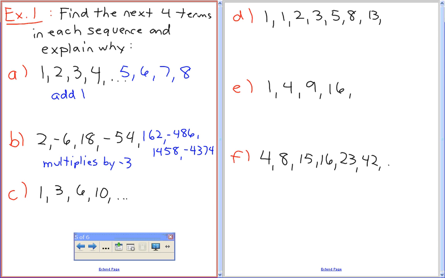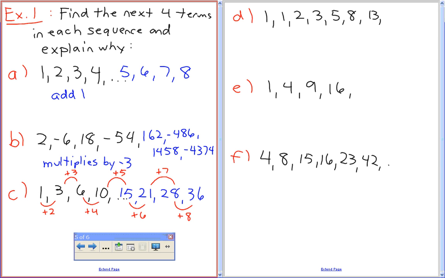Joe, go ahead. So the next ones will be 15, 21, 28, 36. Okay, so what happened in this one? If you take a look here, this is going to be +2, +3, +4, +5, +6, +7.